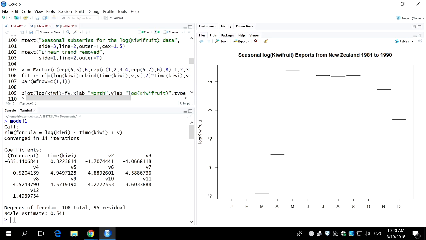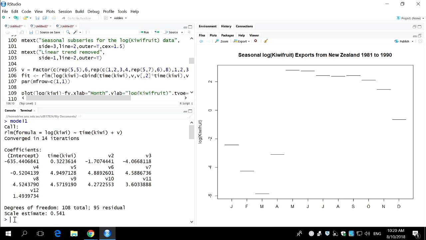This is the coefficient of time, so this is the amount by which the log rises every year. Then this is February, March. You know what happened to January? January's sucked into here. January's your baseline, then you get February, March, April, May, June, July, August, September, October, November, December. So that would be a full model that's got a constant trend, a linear trend, and a constant seasonal, where the seasonal is a separate constant for each month.